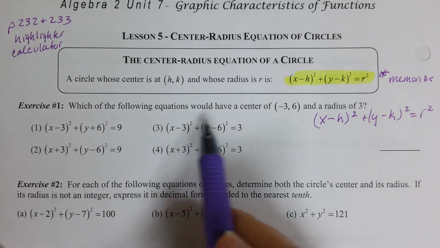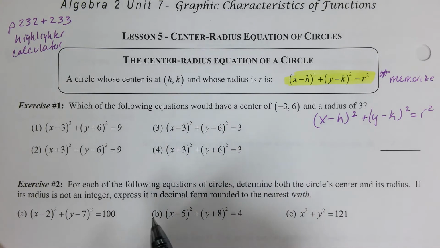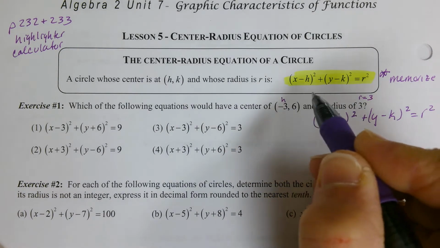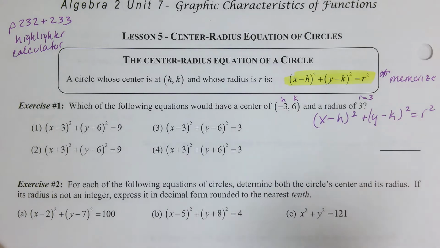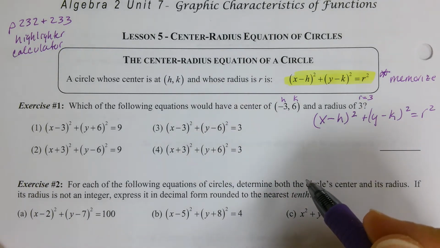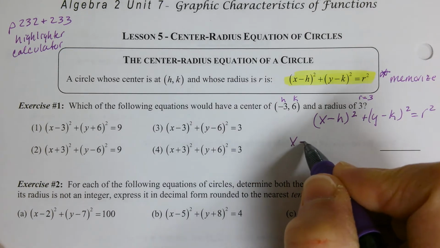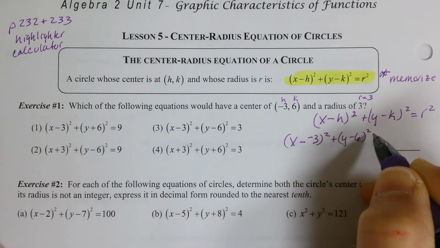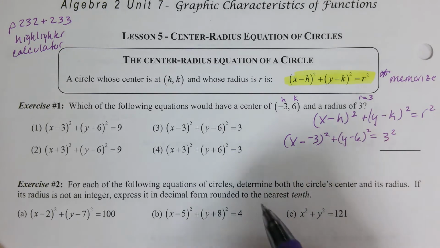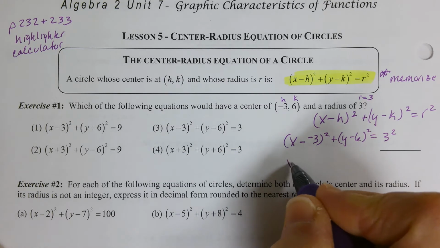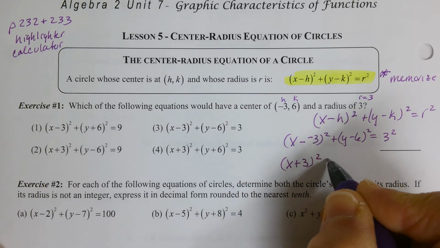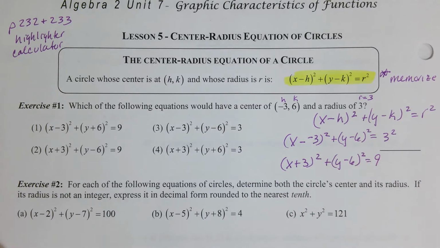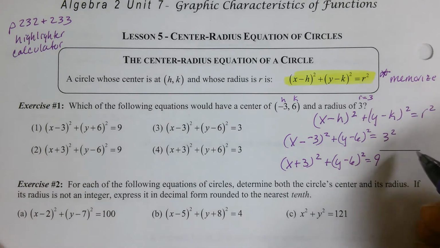Which of the following equations would have a center of (-3, 6) and a radius of 3? Well, r is 3, h is -3, and k is 6. (x - (-3)) squared plus (y - 6) squared equals 3 squared. And just clean up inside the parentheses. This would be (x + 3) squared plus (y - 6) squared equals 9. Matches choice 2.